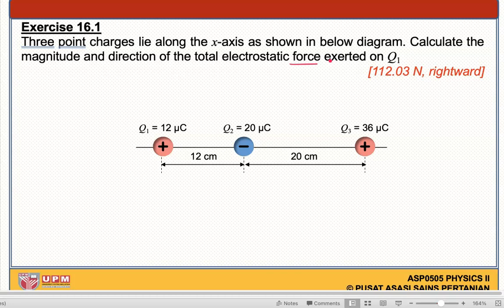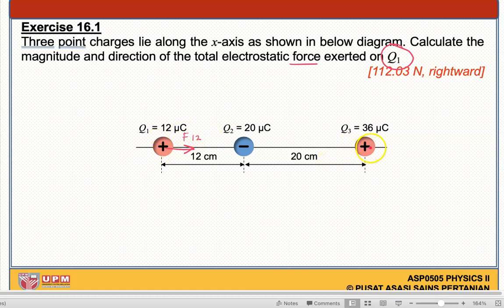Number 2 is to find out the direction. So what is the question asking? It's asking about the force exerted on Q1. So how does Q1 feel about Q2 and Q3? Q1 looks at Q2. Oh, we have different charges. I am attracted to this person. So this is F on 1 by 2.